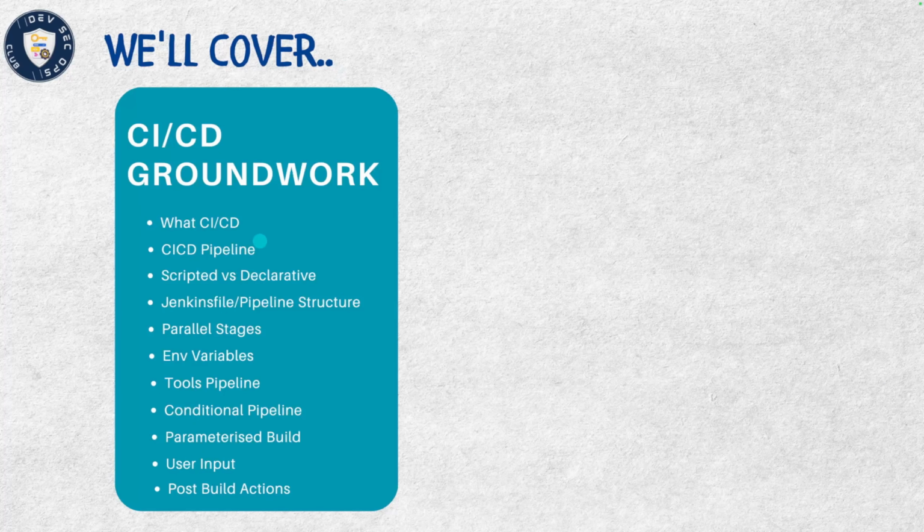And in this, we are going to learn all these things. We will start with, of course, what is CI/CD, which is the best, and then we will see what is a pipeline, then scripted versus declarative. Then we are going to write our own pipeline, which is also called a Jenkinsfile, and the pipeline structure. Then we'll see parallel stages, environment variables, tools, conditional pipeline, parameterized build, user input, and post-build action. So this is not just theory. We are going to see all of this in action. Okay, so let's start with the first thing.